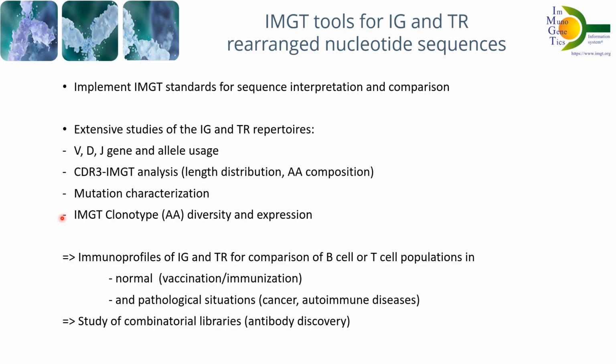of the IMGT clonotypes. These tools are used to set immunoprofiles of the immunoglobulin and T-cell receptors for the comparison of B-cell and T-cell populations in normal and pathological situations. They are also used for the study of combinatorial libraries for the discovery of new specificities.